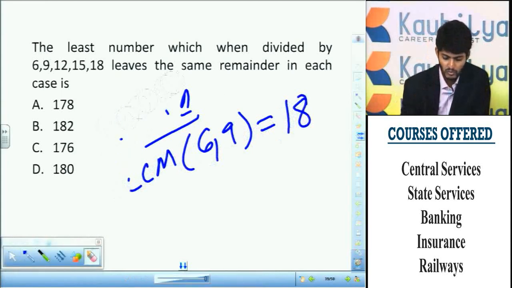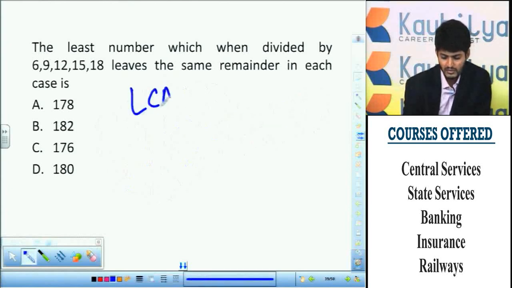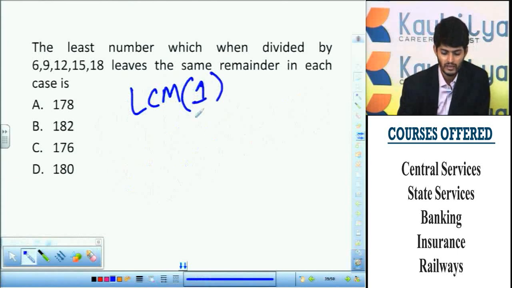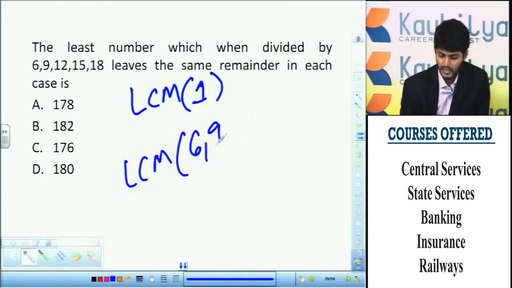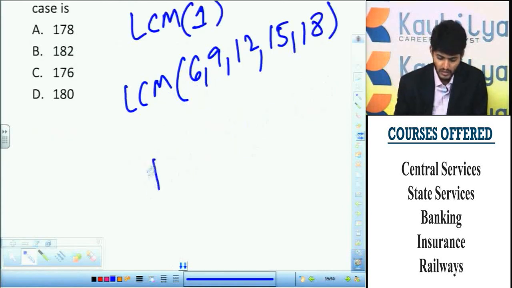Okay, now coming back to your problem. This is LCM model 1, where the remainders are the same but the quotients are different. What are the quotients? 6, 9, 12, 15 and 18. So LCM model 1 will tell you when the dividends are the same. Okay, now you have this formula.